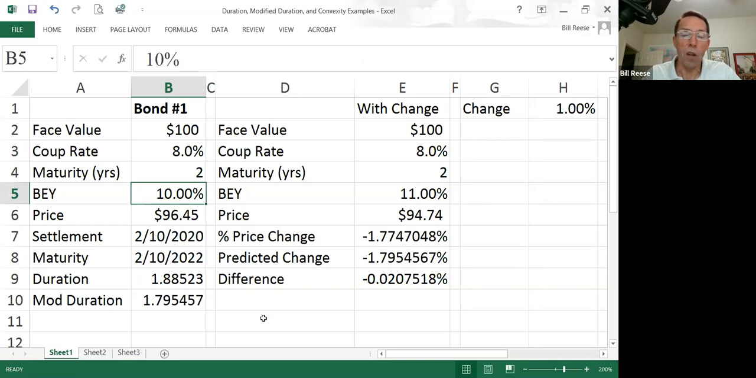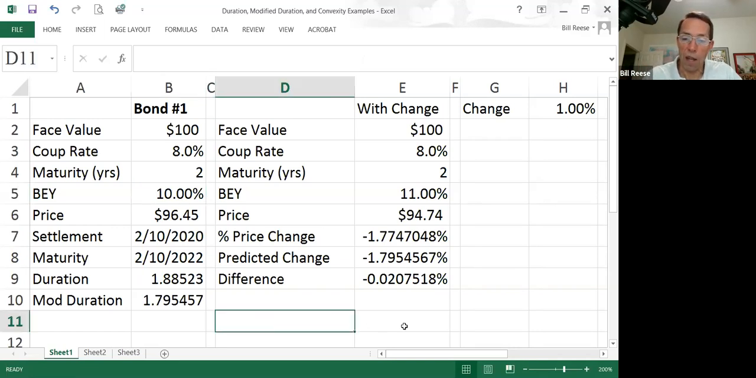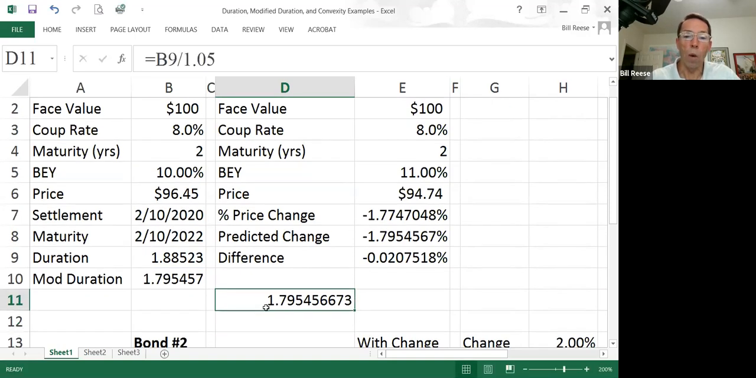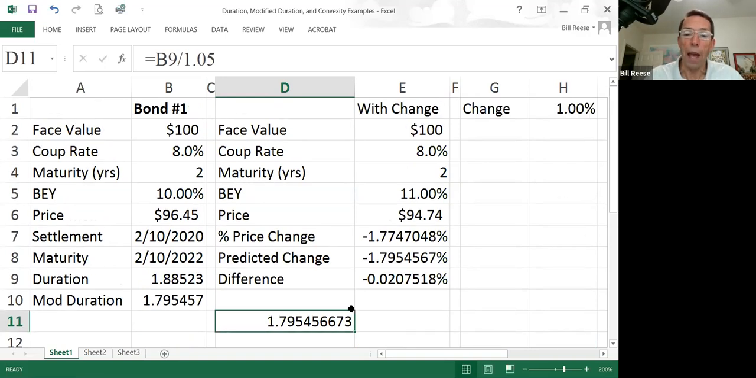So let's go here and say this is going to be equal to the duration of the bond divided by 1.05, which is 1 plus the semi-annual yield. And if I get that, I see it's 1.7945, et cetera. Well, that is the modified duration of the bond. And that's perfectly acceptable to calculate it that way.